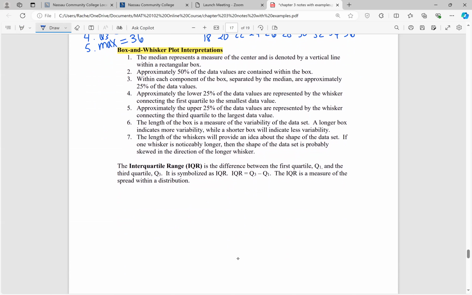Number one says the median represents a measure of center and is denoted by a vertical line within the rectangular box. Number two says approximately 50% of the data values are contained within the box. So let's draw a generic box plot.